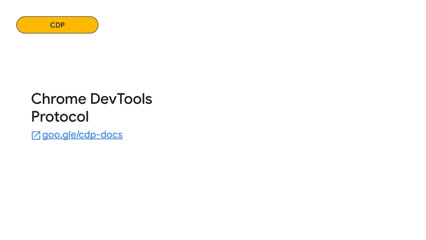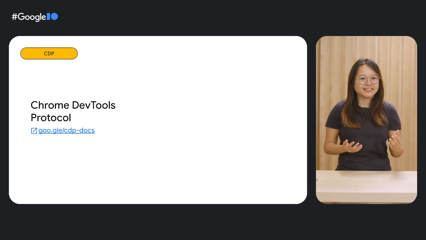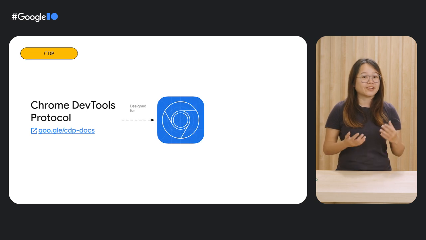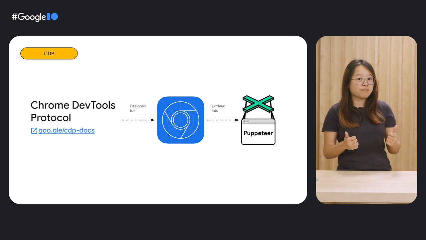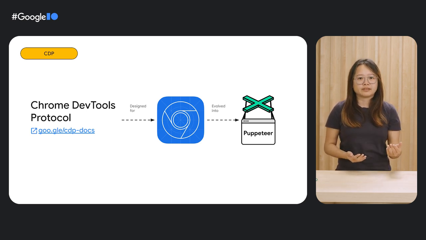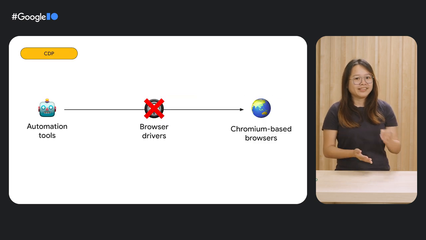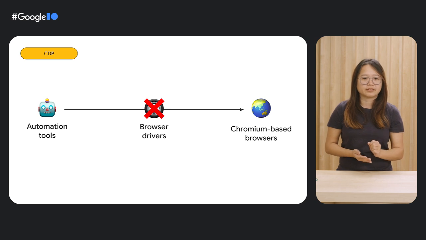Now, let's shift gears and explore the Chrome DevTools protocol, or CDP. As you might guess from the name, this protocol was initially designed for Chrome DevTools to help with debugging. But since CDP is so speedy and powerful, Puppeteer adopted it for automation purposes. Unlike WebDriver, CDP communicates directly with Chromium-based browsers.